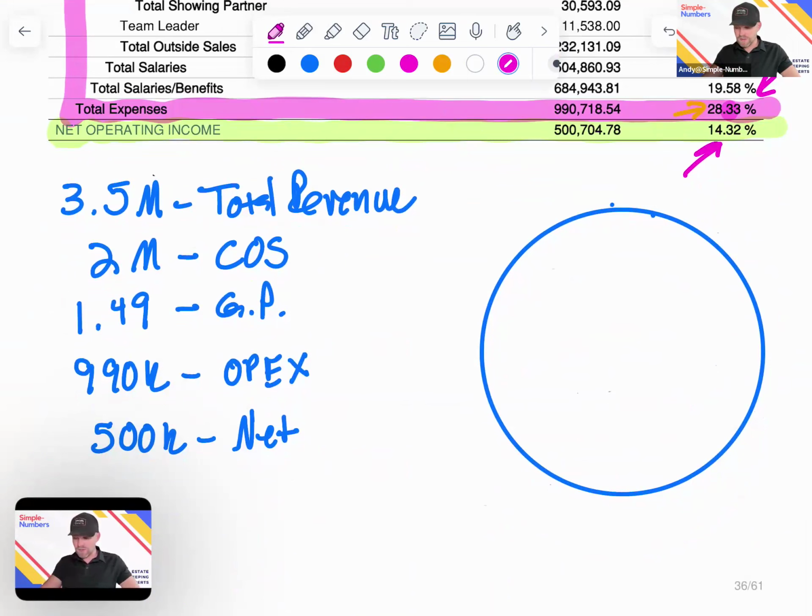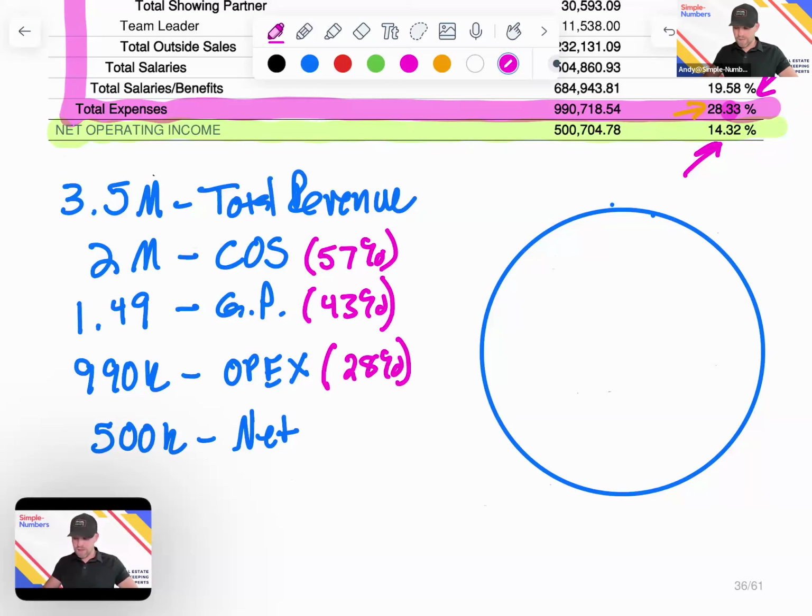If we look at the margins here, our cost of sale was 57%, 2 million of 3.5 million. So that left us with the balance of 43% in gross profit. And then we spent 28% in operating expenses, and that left us with 15% in net profit.